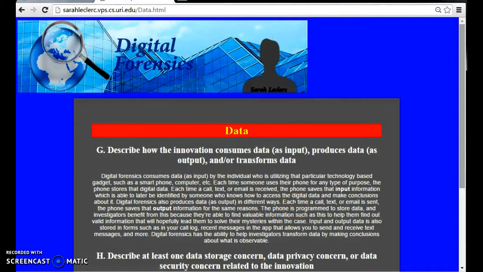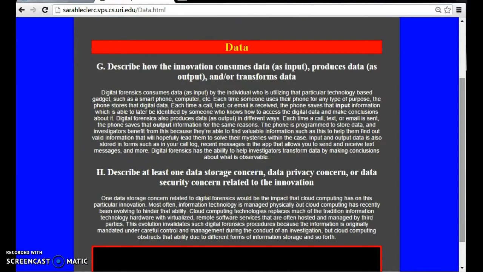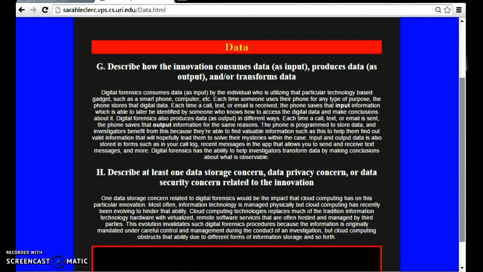The relationship to data page is the next section that I will discuss. I describe how digital forensics consumes data as an input, produces data as output, and transforms data. Every time someone uses their digital device for any type of purpose, the device stores that digital data. Each time a call, text, or email is received, the device saves that input information. Each time any of those are sent, the device saves that output information. Digital forensics has the ability to help investigators transform data by making conclusions about what's observable.